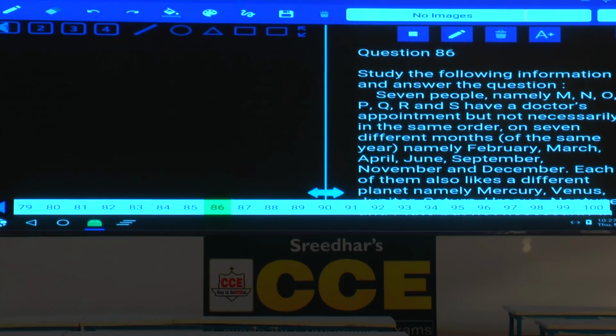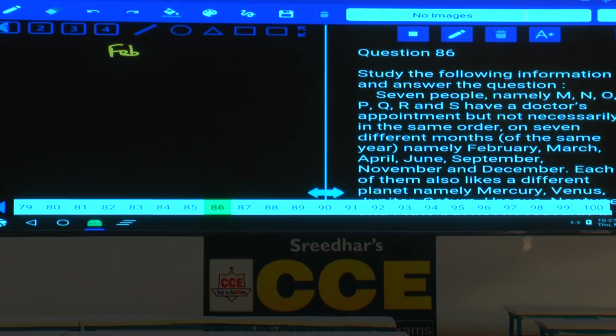In total we have 7 people, M, O, P, Q, R, S, and N, who have a doctor's appointment, but not necessarily in the same order, in 7 different months of the same year, namely Feb, March, April, June, September, November and December. Hence in total we have 7 months. As there are 7 months, first we need to fix the months. What are the months here?